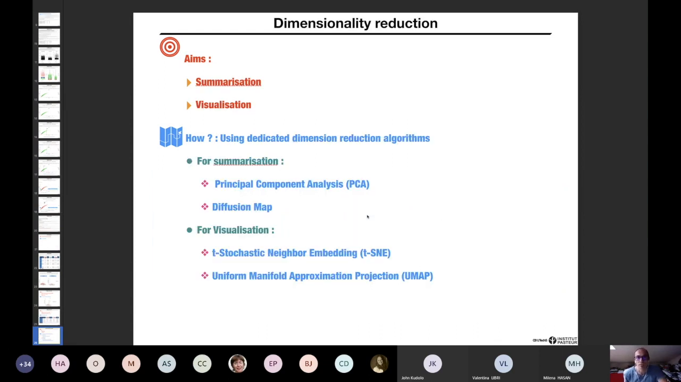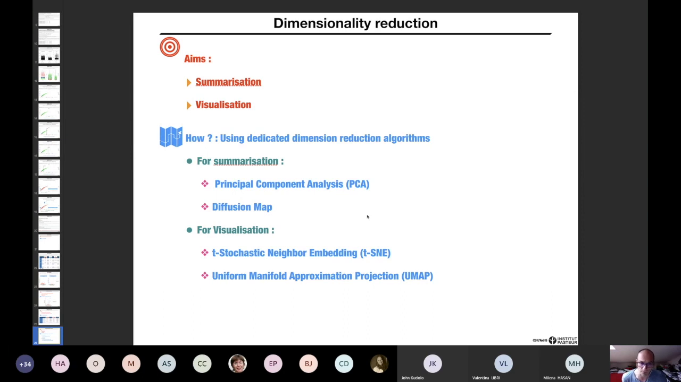So now we reach the step of dimensionality reduction, and we are going to see what we call dimension in the single cell data and why we need to reduce these dimensions. There are two aims at this step. The first one is to summarize the data somehow, and the second one would be to make it possible to visualize the data. There are several steps in this dimension reduction step, and for the summarization, you can use either the principal component analysis or the diffusion map.